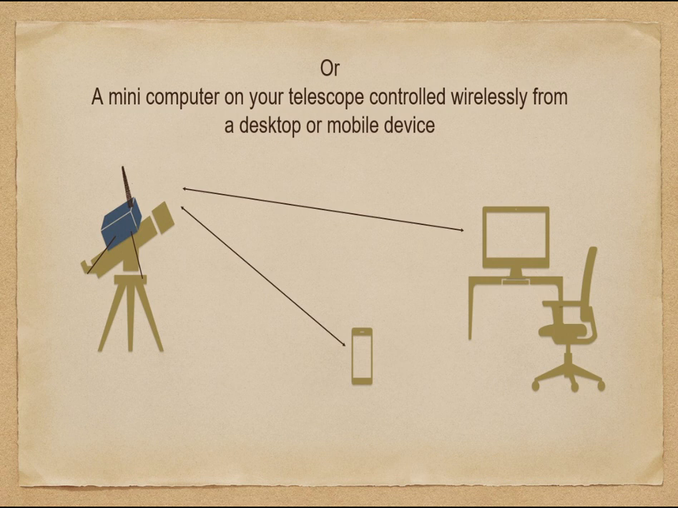Or it could be more remote, in which case you would need a mini computer on your telescope and you'd control it wirelessly from a desktop or mobile device. And for the wireless, some mounts come with a hotspot, or you could use your home network if it reaches that far out.